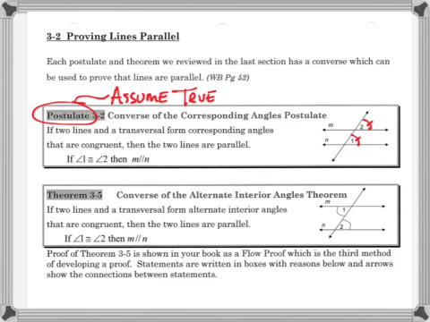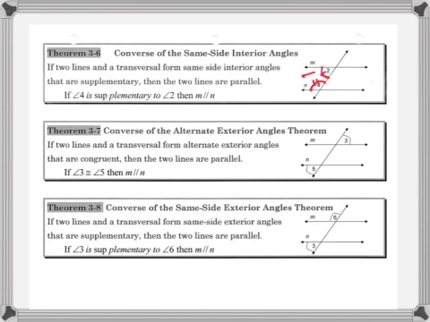So if we have that relationship, we know we're going to have parallel lines. We take the converse of the alternate interior angles theorem, which says that if the alternate interior angles are congruent, then the lines are going to be parallel. And again, we will prove these down the road, but we want to get them out there and understand what's going on with them so that we can use them efficiently.